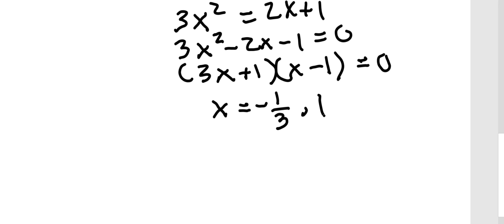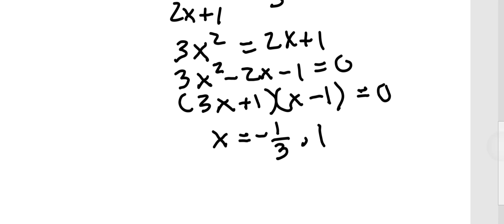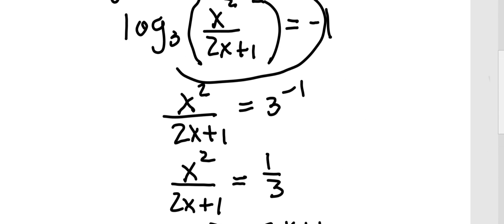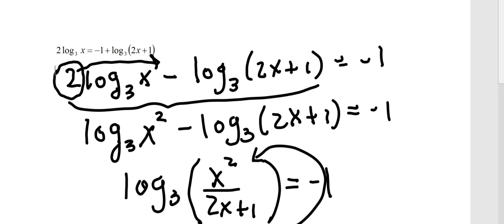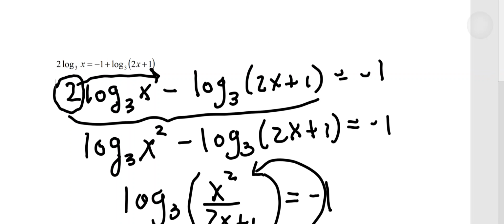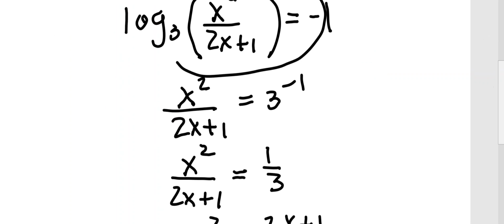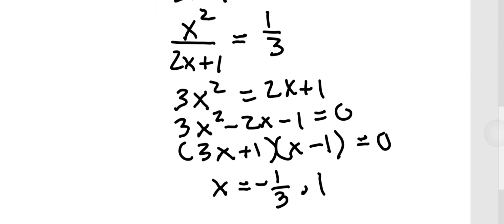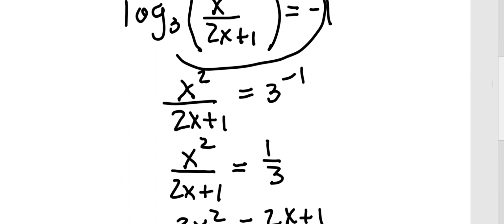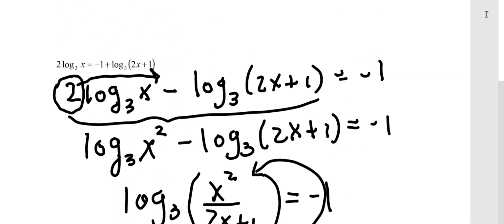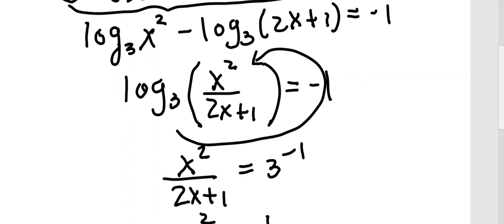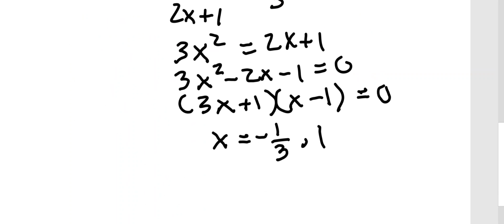Now it's very important that we check our answers to see if we have any domain violations. So I go to the original problem. So let's look at x equals -1/3. So we come over here. Can we take the logarithm of a negative number? No, we cannot. So we throw that answer out.